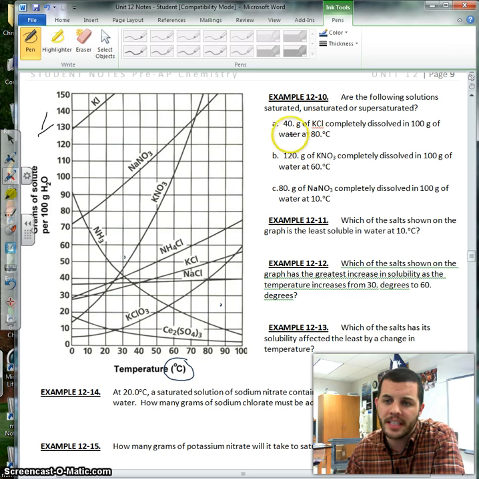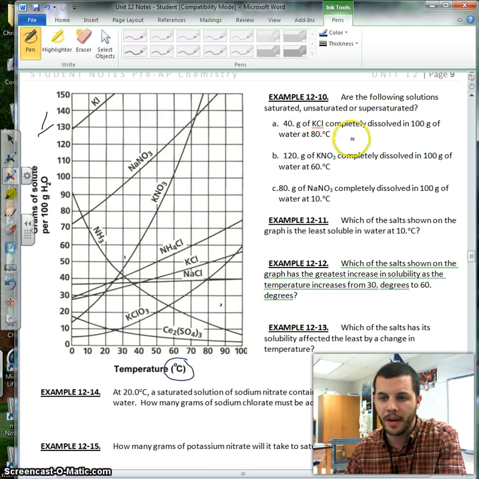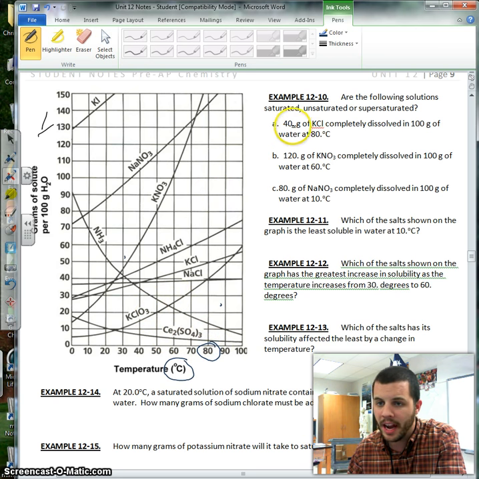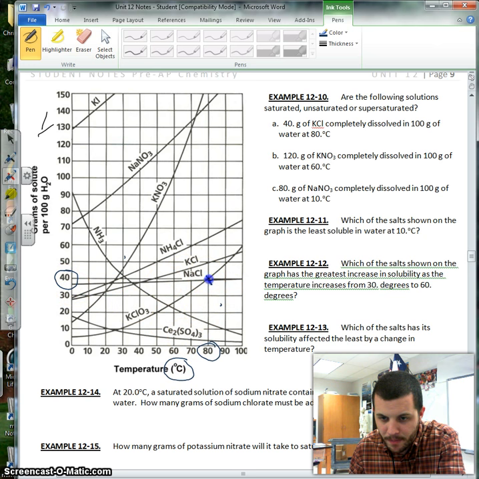Example 12-10 says that we have 40 grams of potassium chloride dissolved in 100 grams of water at 80 degrees Celsius. So I know that 80 is an important temperature for this problem. I also know that I have 40 grams of potassium chloride, and I need to know which line I'm dealing with. So I'm dealing with this line right here, my potassium chloride line. So what I want to do now is find out where 40 and 80 meet each other, and that meeting point is right here.